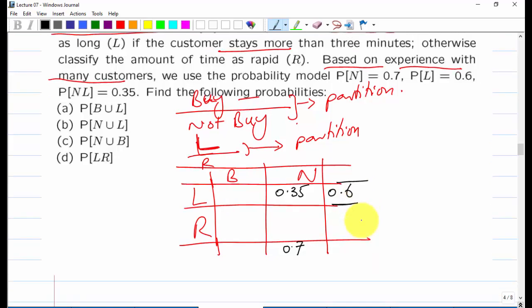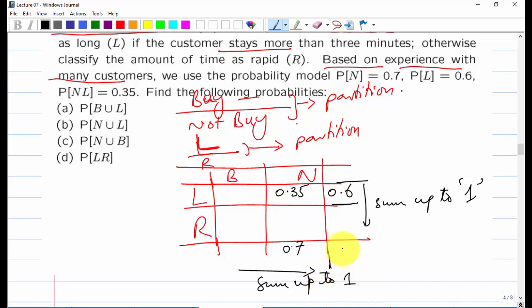One tip here, you must remember that these values will sum up to 1, and these values will also sum up to 1. So this will be 1. So obviously if a customer is staying for long, the probability is 0.6. So the customer that will go before 3 minutes, obviously that should be 0.4. Similarly, if the probability of not buying is 0.7, then the probability of buying would be 0.3.